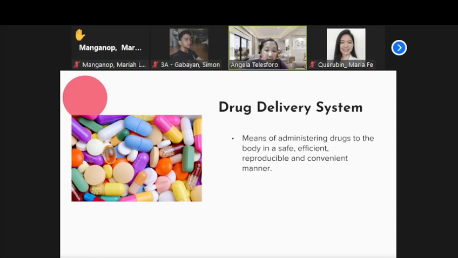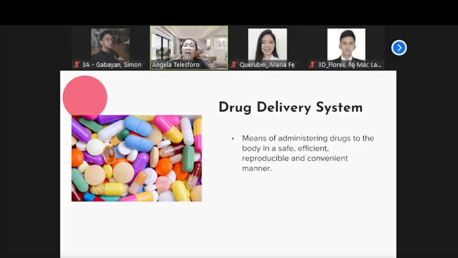If it is safe in animals, we do phase 3, which is the clinical trials, wherein we give our drug to humans. It does not mean that if it is safe in animals, it is also safe in man. There are times that it is not. The data from animals does not always hold true that it is safe in humans. So that's why we do clinical trials.